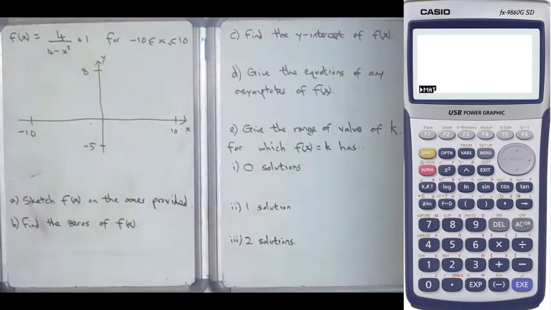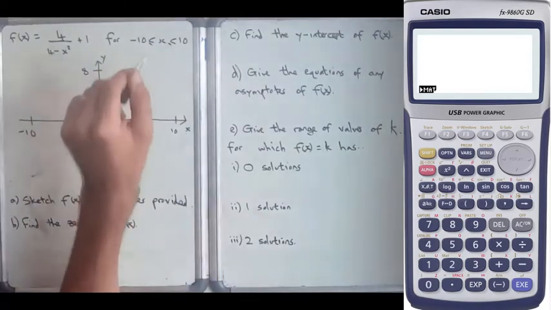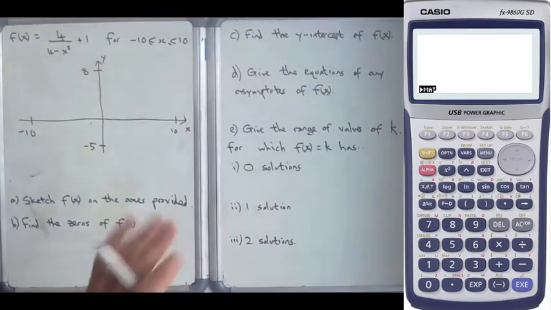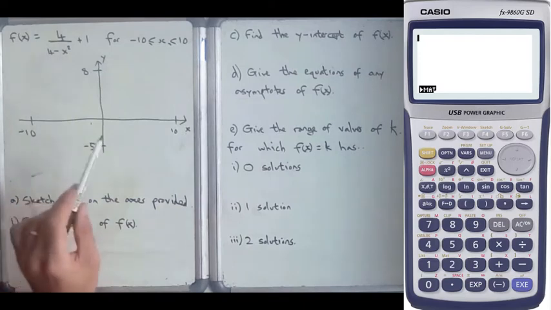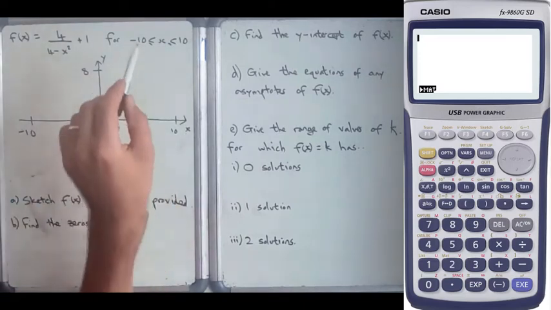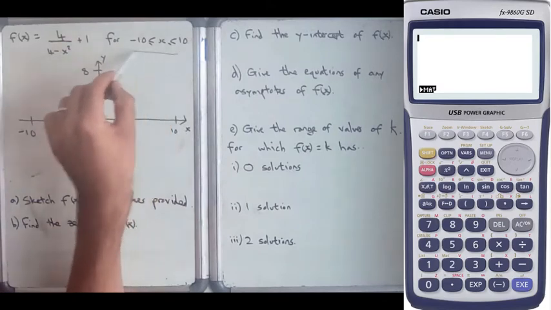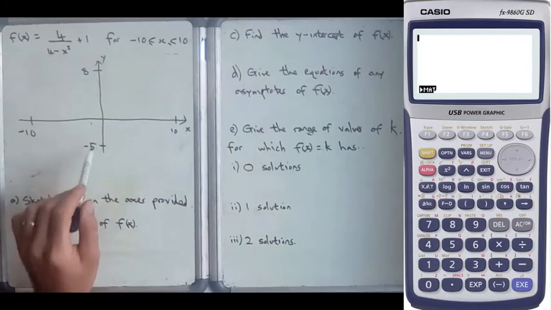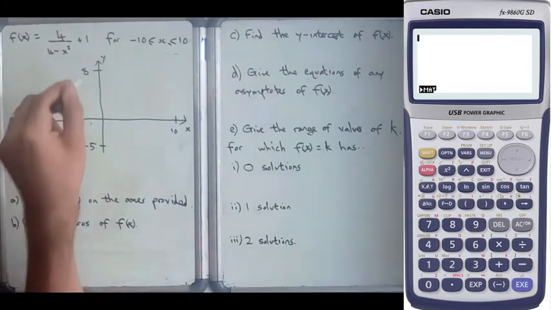f of x equals 4 over 4 minus x squared, plus 1, for x greater than or equal to minus 10 and less than or equal to 10. You're given some x's: a minimum x value of minus 10 and a maximum x value of 10, which is the same as the domain given here. You're also given a minimum value of y of minus 5 and a maximum value of y of 8.